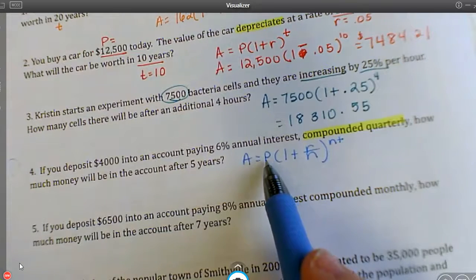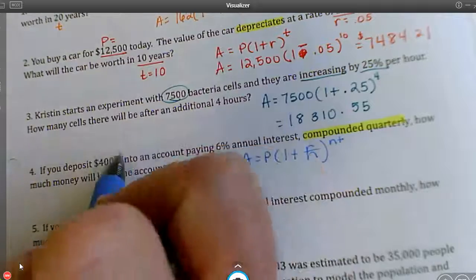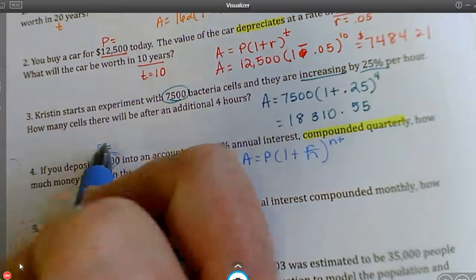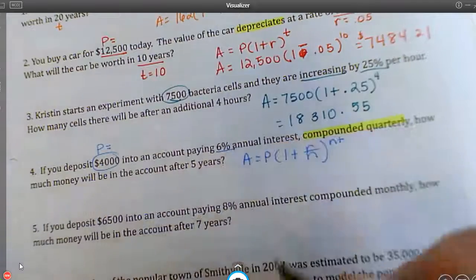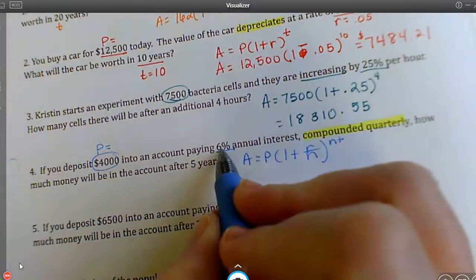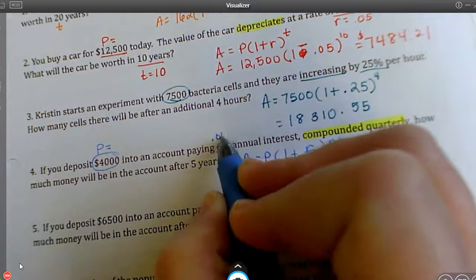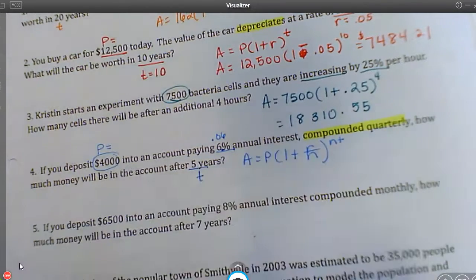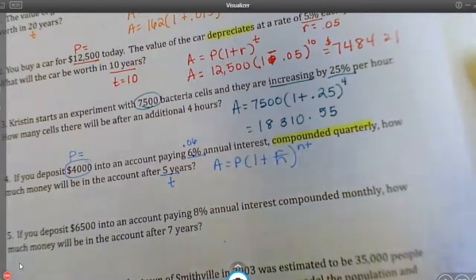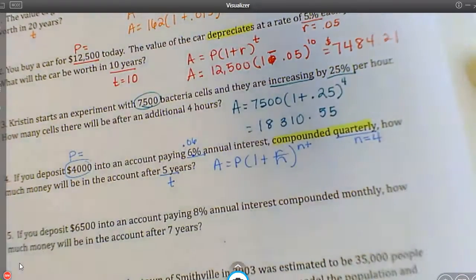So I need to make sure I know what P is, what R is, what N is, and what T is. The amount that you start with, that's the P, that's the amount you deposited. Your 6% is your R, but again, think about moving that decimal over. It's behind the 6, so if I move it over, it's 0.06. The 5 years is the T, and the only thing we haven't talked about is N, but when you see what it's compounded, that tells you what N is. So N is 4 because it's compounded quarterly.